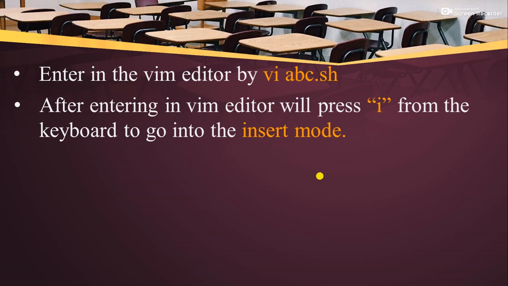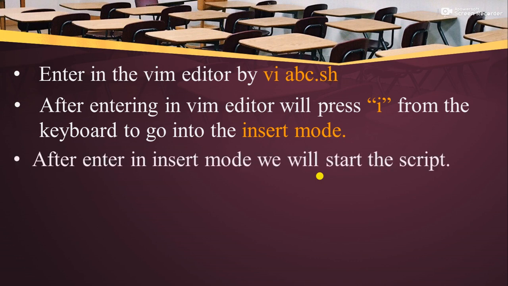After that, when we enter the Vim editor, we will press I on the keyboard to go into the insert mode. Why do we go into the insert mode? Because we have to write the script in the Vim editor, so we have to give permission to the Vim editor to insert some script or records or statements. So we will go into the insert mode by pressing I only once from the keyboard. After that we will start the script.